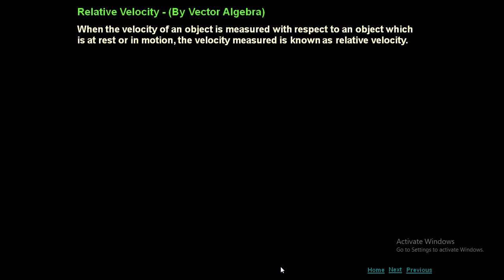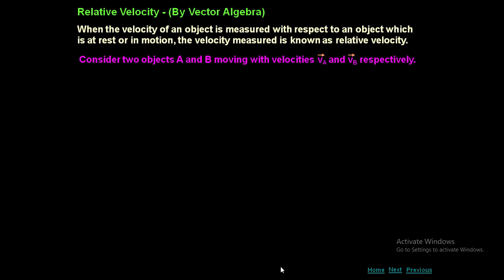So relative velocity is nothing but always we have to compare the velocity of an object with respect to another object. Consider two objects A and B moving with velocities VA bar and VB bar respectively. Now that is the VA bar vector and that is the VB bar vector, which is taken in space.